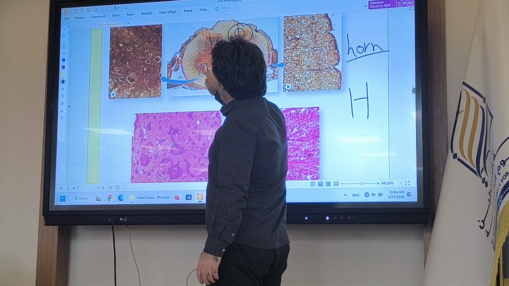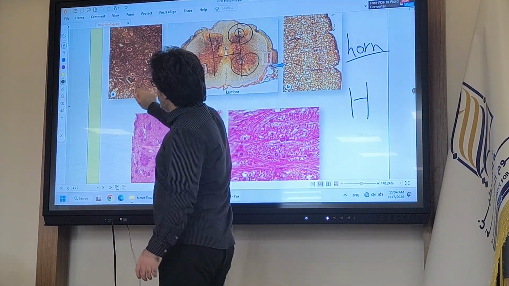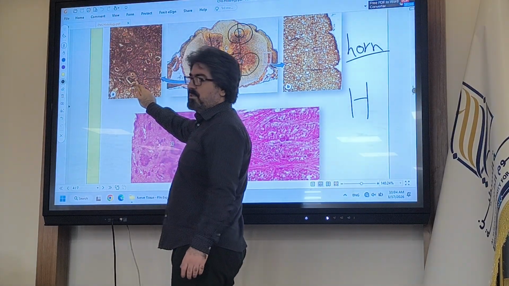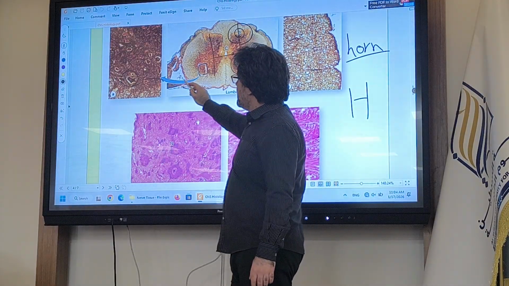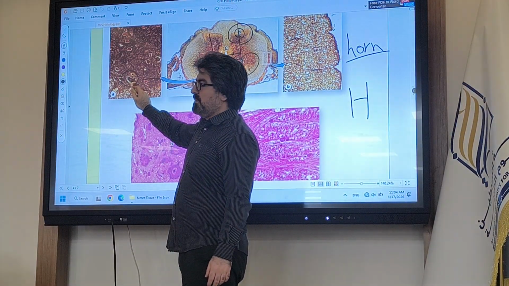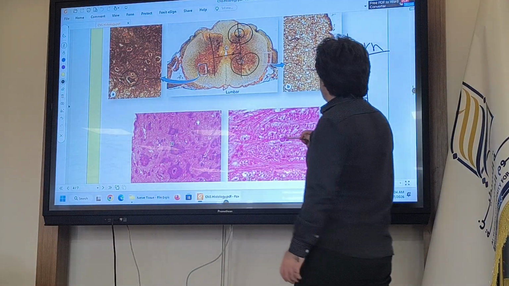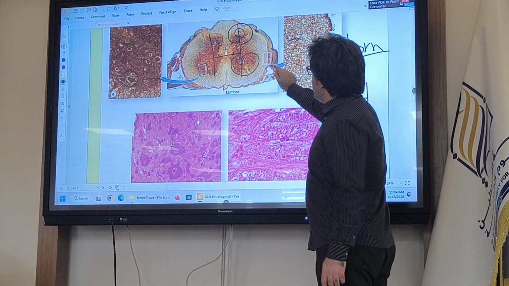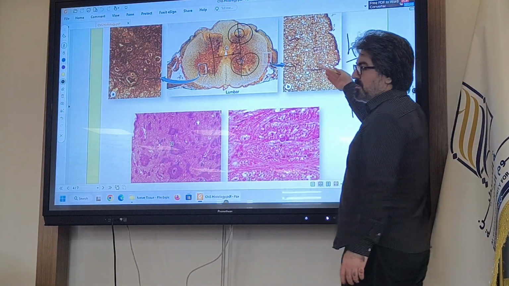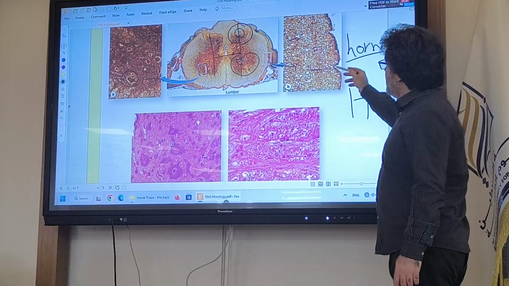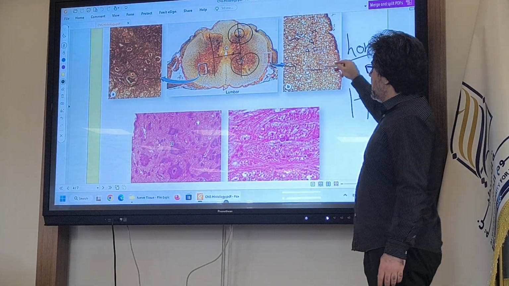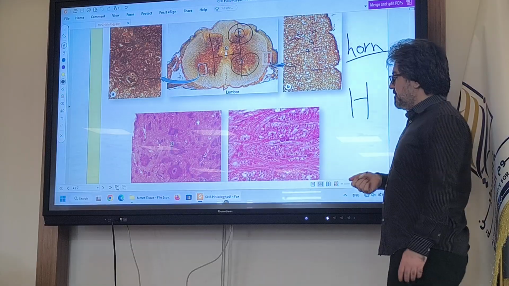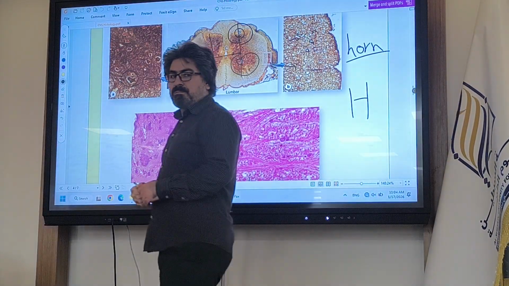Focus on this part. This is anterior horn. So what is this neuron? Motor neuron. I told you the anterior horn is the location for motor neuron. And what about this part? Is there a neuron here? No. Just you can see white parts, white areas. These are myelins. Any question?